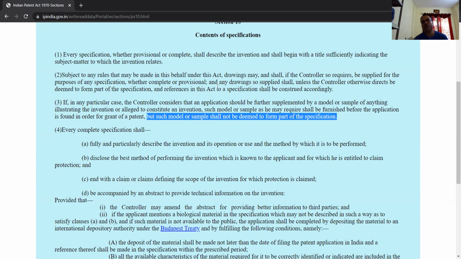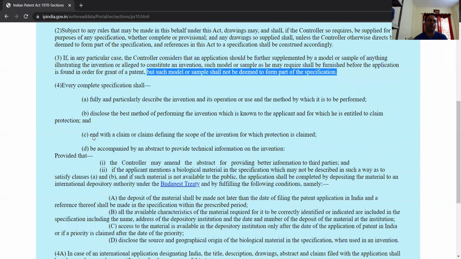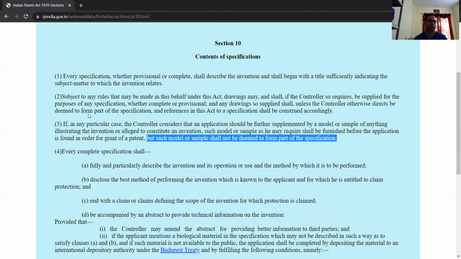So therefore, you may get a question on this, saying that drawings are not part of a specification, models are part of a specification. So be careful. Drawings are part of a specification, unless the controller says no, they are not part. But models and samples are not part of a specification. Number 4 of section 10.